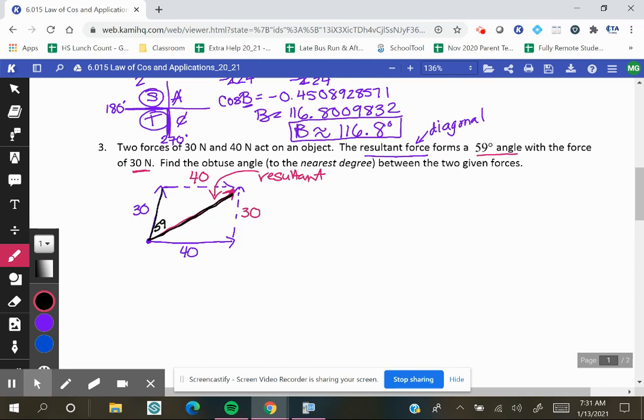Find the obtuse angle to the nearest degree between the two given forces. So what we're looking for is the angle between the two forces. So between the 40 newtons and the 30 newtons, we're looking for that whole angle.